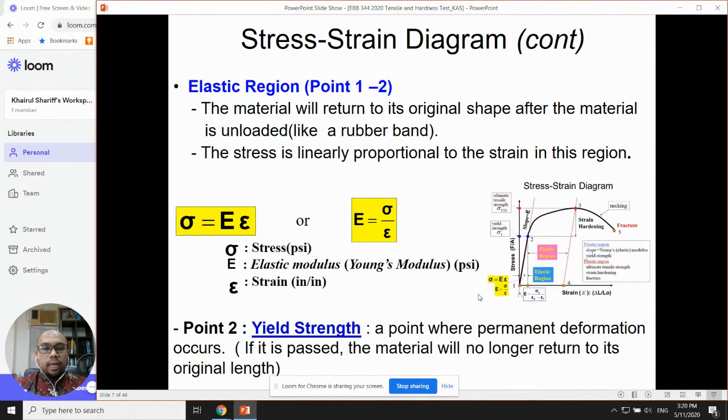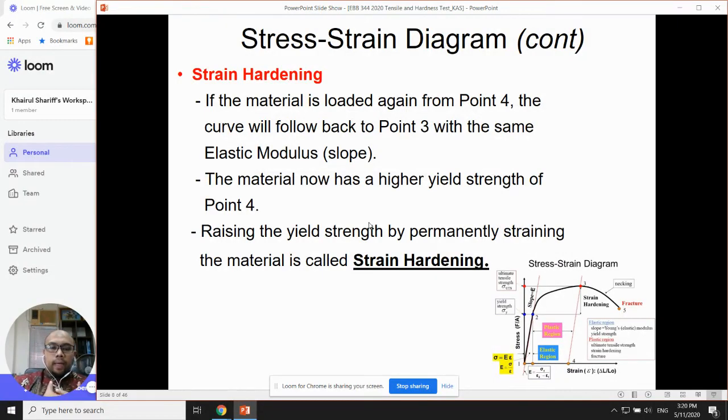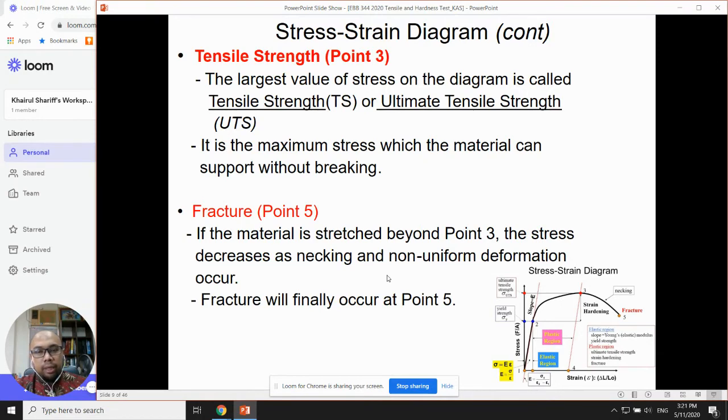This explanation you need to read. I think I already explained what the elastic region is, and I repeat the same thing here. In the latter part of my topic, I will stress more how strain hardening happens. But briefly, raising the yield strength by permanently straining the material is called strain hardening. This one is only by definition. I think I already explained this, and the tensile strength too.